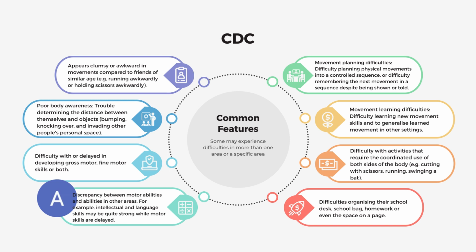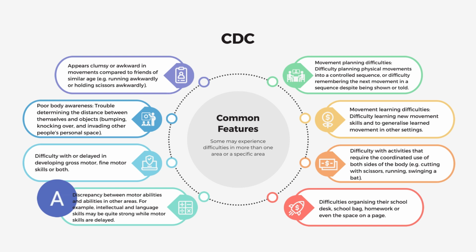So they might have trouble determining the distance between themselves and other objects. This is where people would often see them as clumsy, where they knock over objects, they bump into other people, or even they invade other people's personal space without intending to. It is because they are not aware of how big of a space their body needs.